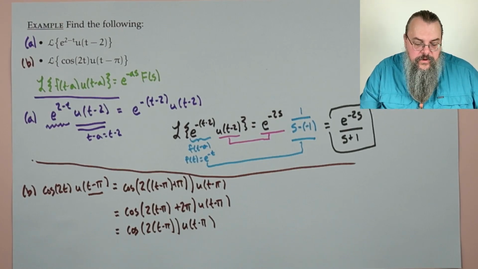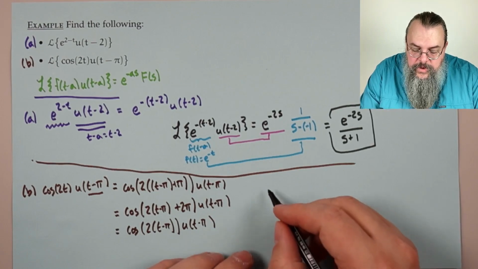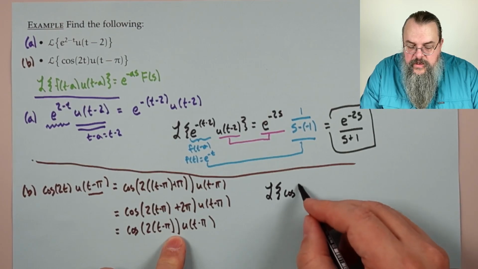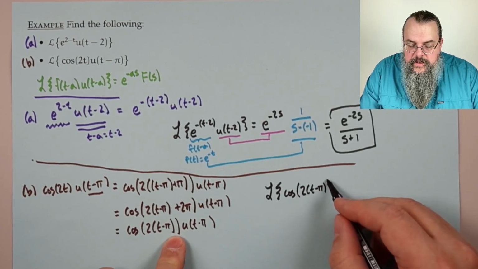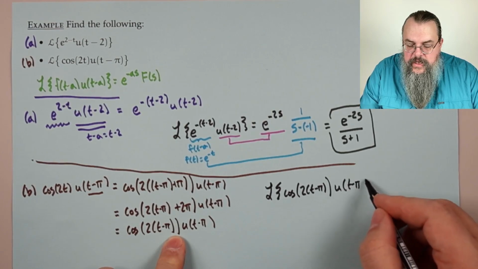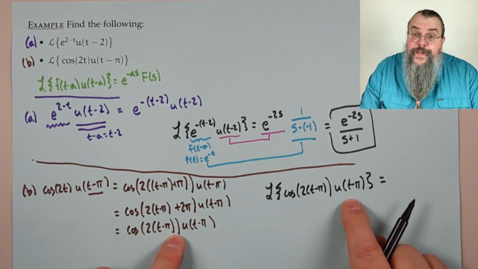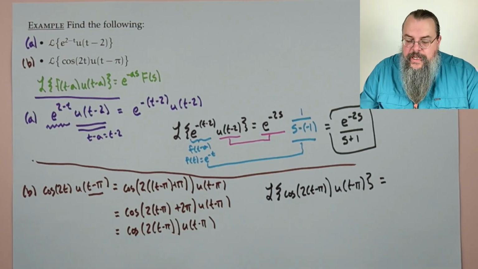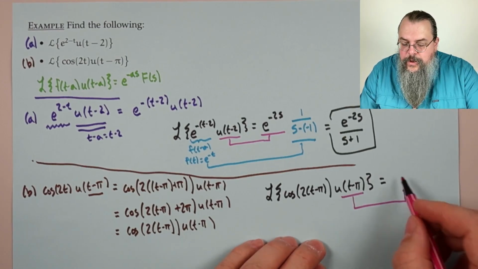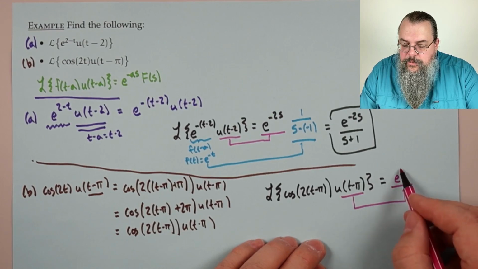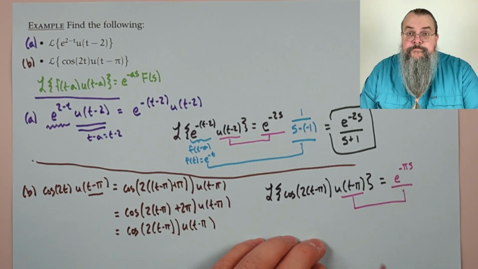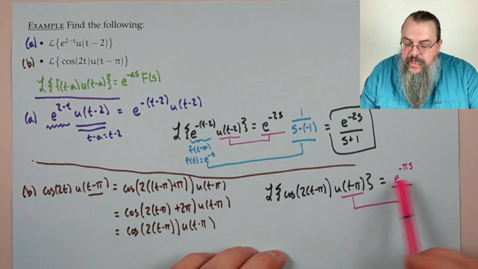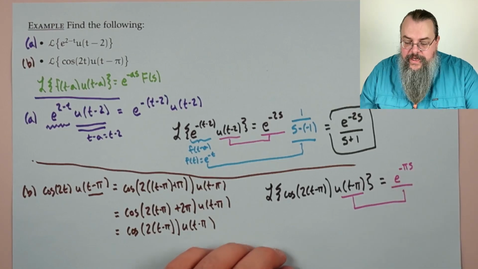Well, okay, so what do we have? We now use this form. So the Laplace transform of cosine of 2(t minus pi) times u(t minus pi) will be, well, we see the u of t minus pi. We say, okay, as soon as I see that unit step function, I know that on the other side, we're going to get e to the minus pi s. Right? Okay, so this t minus a, we have e to the minus as, so minus pi s.